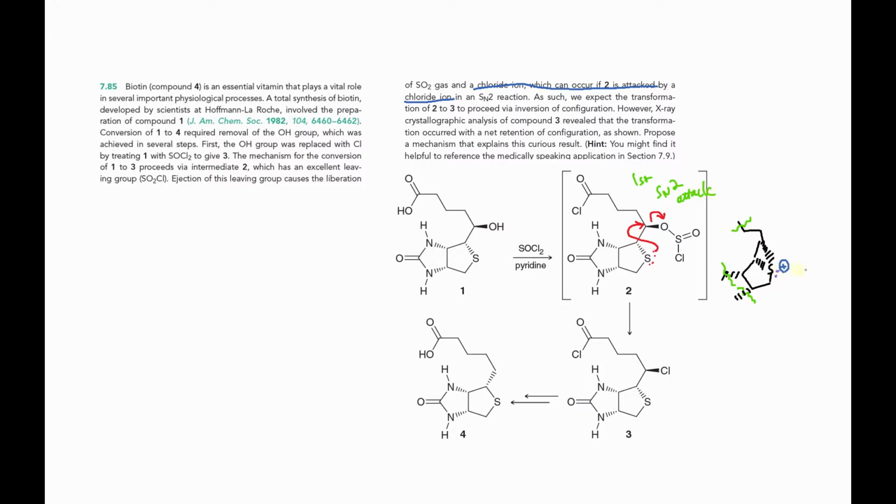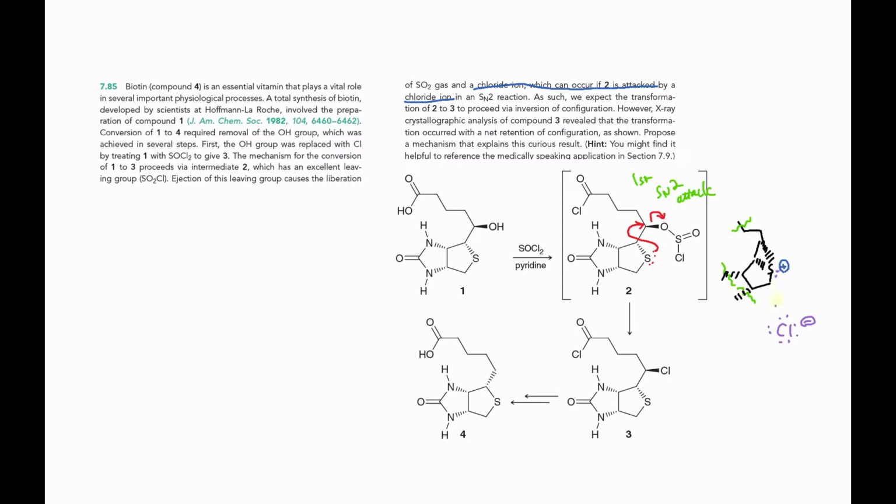Now let's look at our second attack. This time I'm going to have chloride ion acting as a nucleophile. The bond between the carbon and sulfur on the bottom here has to be retained because that's what we see in compound 3. But the one above it, the other dash we just formed, has to be broken.